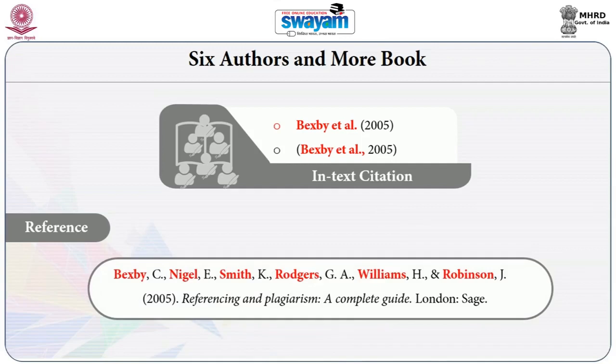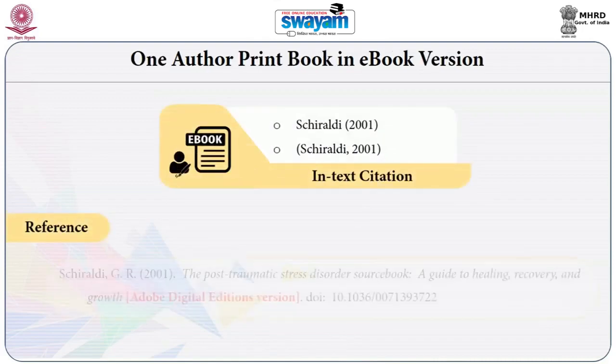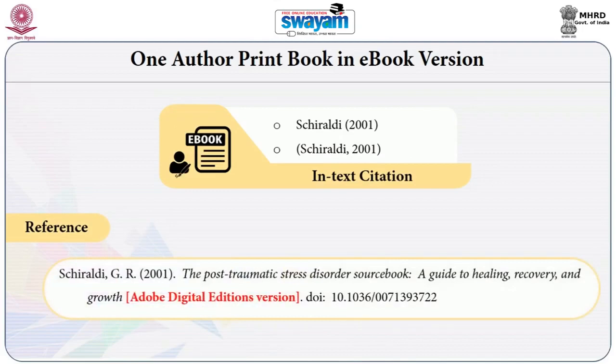Please see displayed an example for 3 to 5 author print book on your screen. For 6 authors or more, we use the last name of the first author and then et al. for in-text citation as displayed on screen. In the reference, the first 6 authors are mentioned, followed with 3 dots or ellipses as we call it, and then the last author's name.